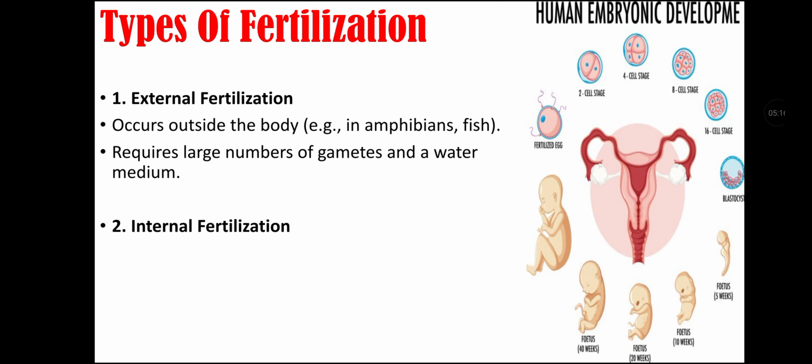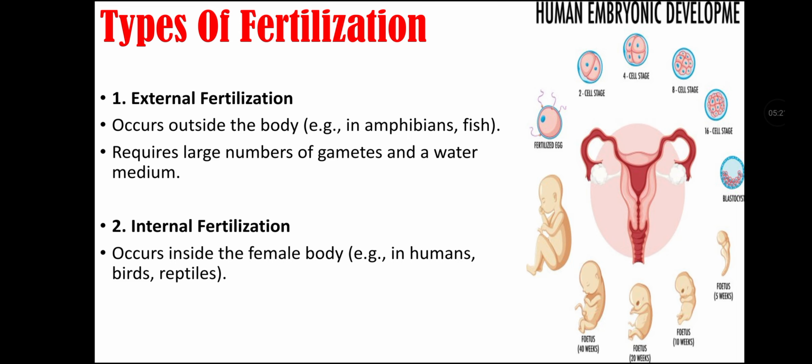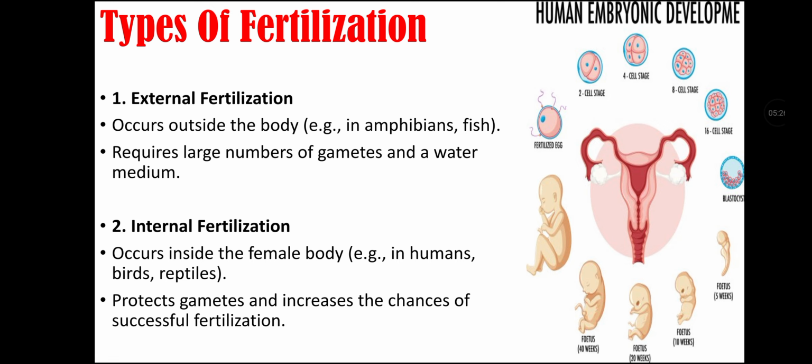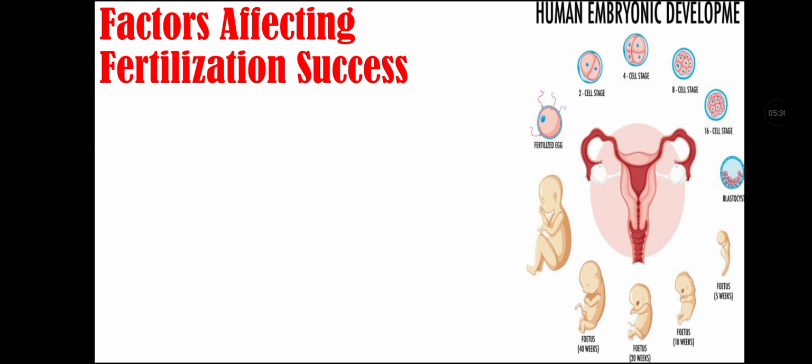Then the second type of fertilization is internal fertilization. It occurs inside the female body. It occurs in human, birds, and reptiles. This internal fertilization protects gametes and increases the chances of successful fertilization.